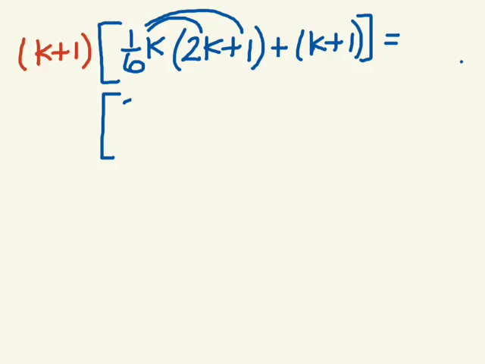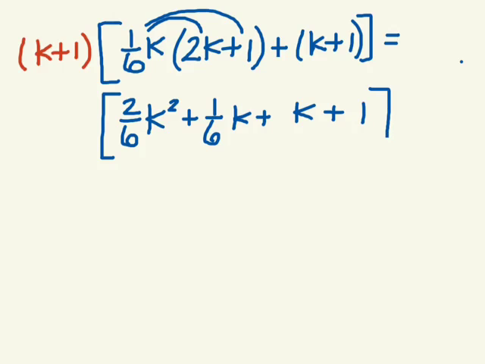That's going to give me 2/6 k squared plus 1/6 k. And then I have this plus k plus 1. And I have the k plus 1 on the outside that I just need to bring down. Now I want the 1/6 on the outside. So I need to combine like terms now.